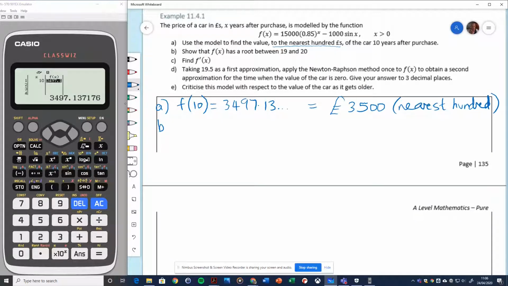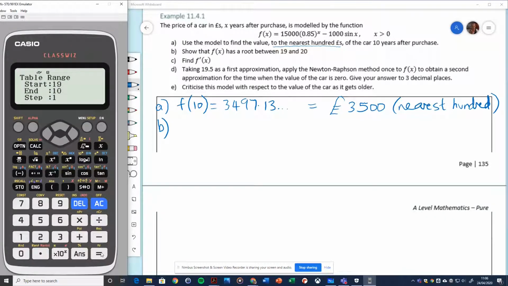Part A done. Part B, show that f of x has a root between 19 and 20. So a root is where the function equals 0. So in other words, we need to show that this function equals 0 somewhere between 19 and 20. To do that, I'm going to go back to my calculator. I'll press AC, which takes me back to the function. That hasn't changed, so equals again.